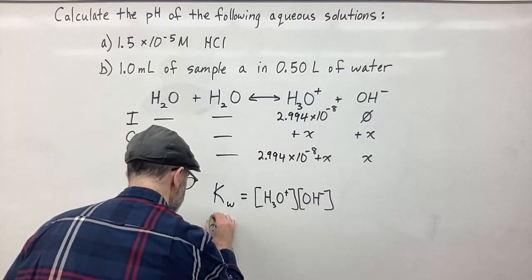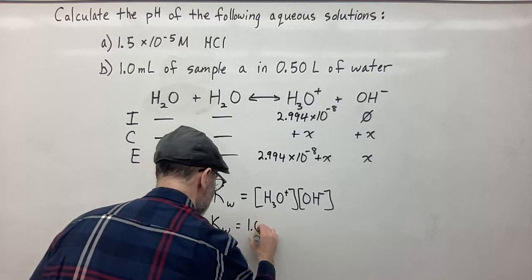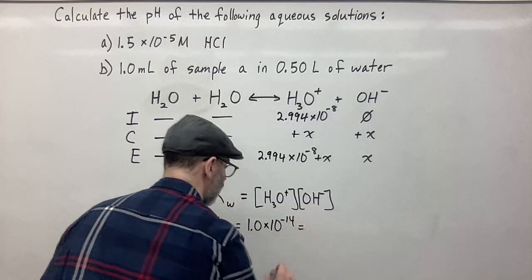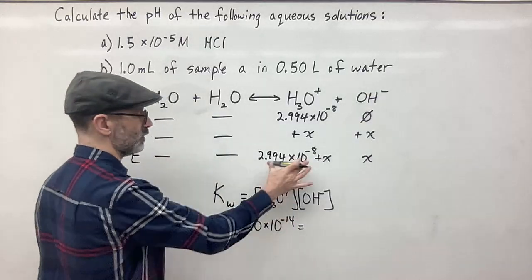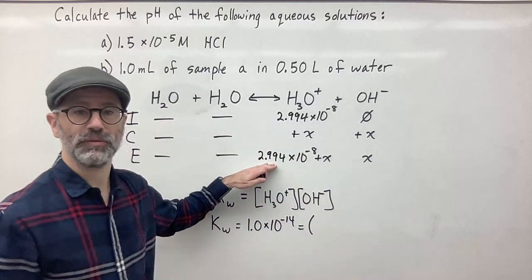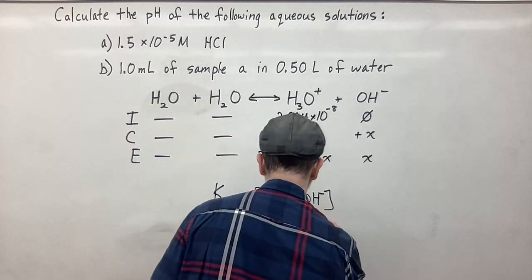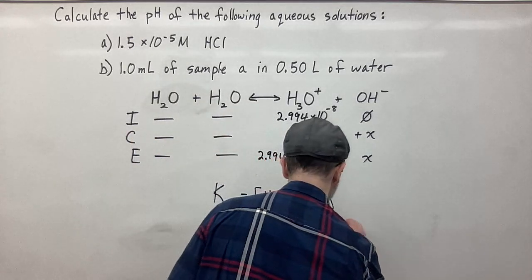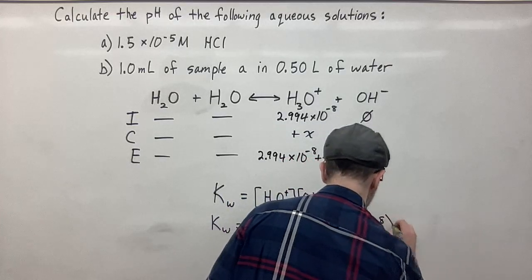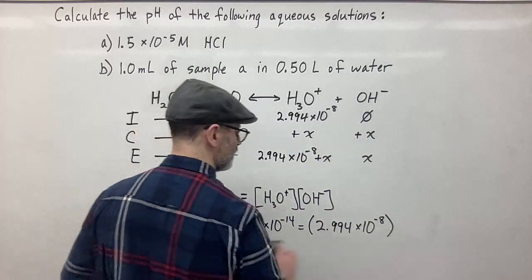So then Kw, which is equal to 1.0 times 10 to the negative 14, is going to be equal to the H3O plus concentration, which is this right here. So we have 2.994 times 10 to the negative 8, oh, sorry, I forgot the plus x.